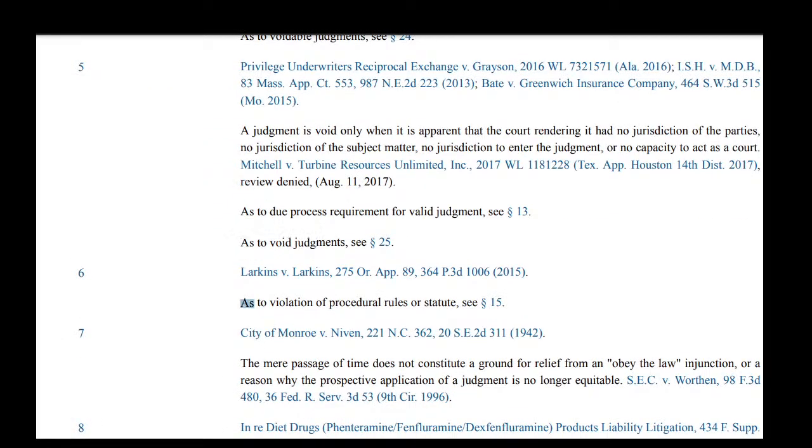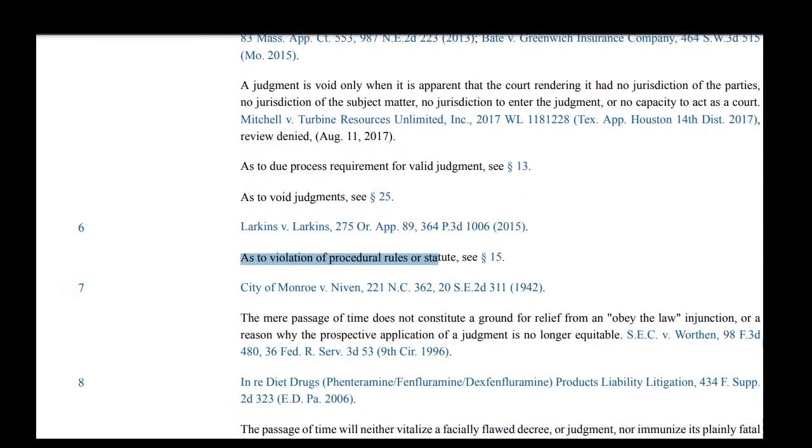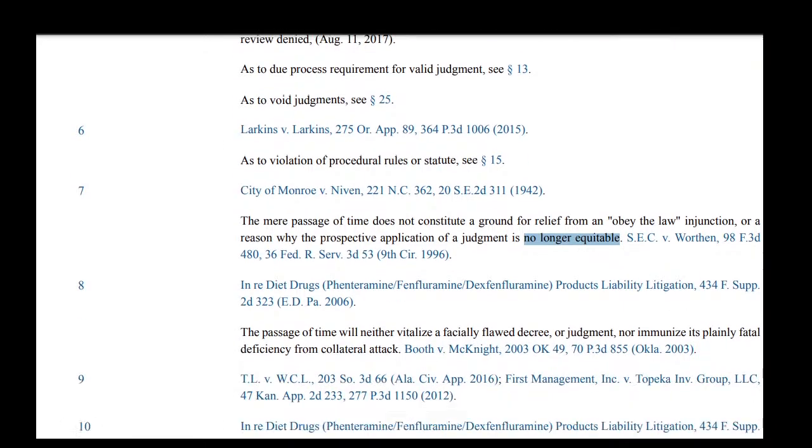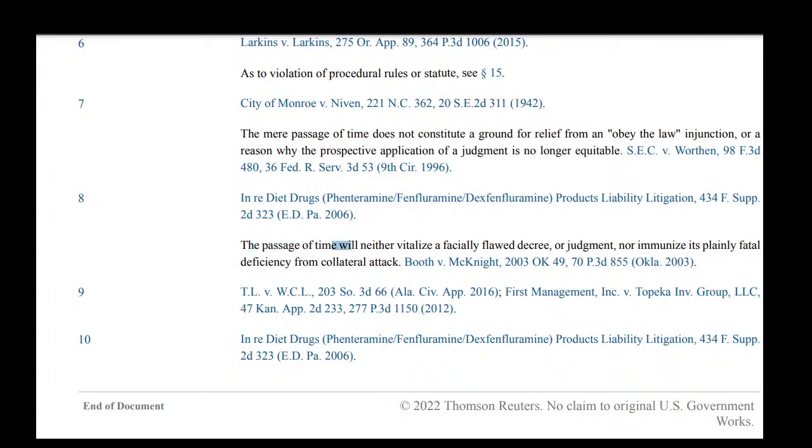Void judgments, violation of procedural rules or statute. And the mere passage of time does not constitute a ground for relief from an obey the law injunction or a reason why the prospective application of a judgment is no longer equitable. Passage of time will neither vitalize a facially flawed decree or judgment, nor immunize its plainly fatal deficiency from collateral attack. Wow, nice wording there, 2003 in Oklahoma.